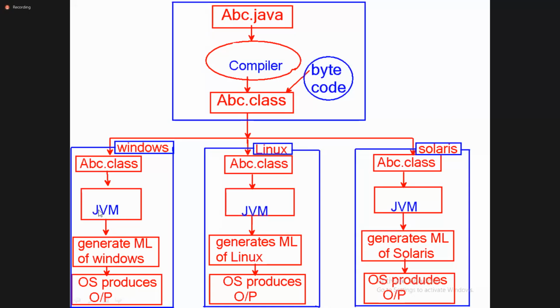This JVM is only for Windows. The second JVM will work only for Linux. The third JVM will work only for Solaris. Now answer my question. Look at there. The compiler is common to all operating systems. It is the Java compiler.